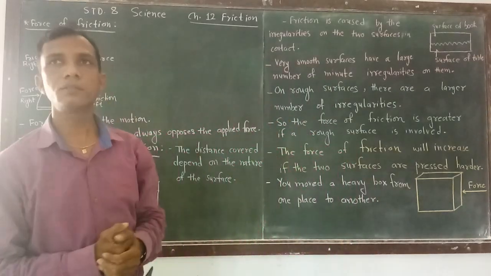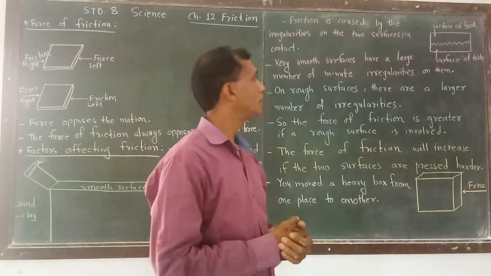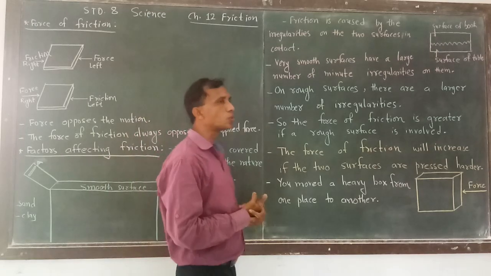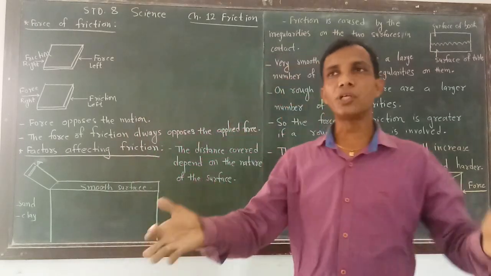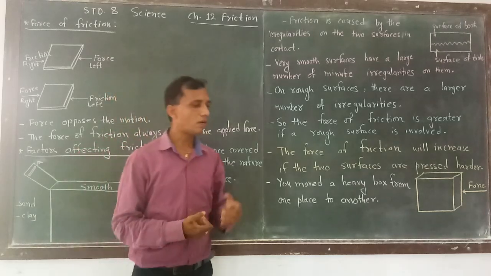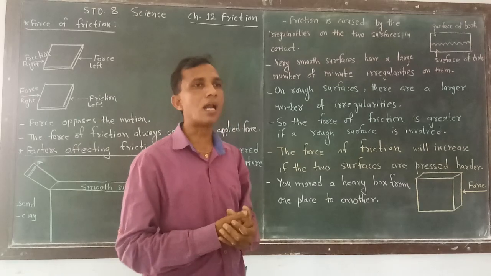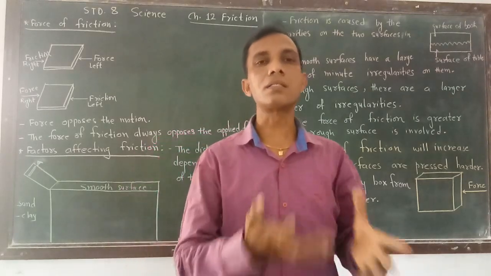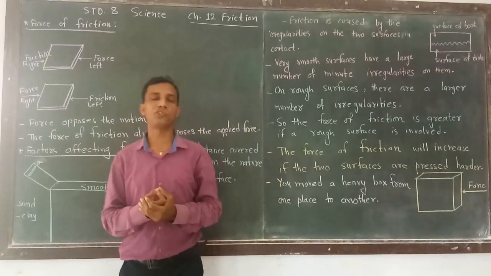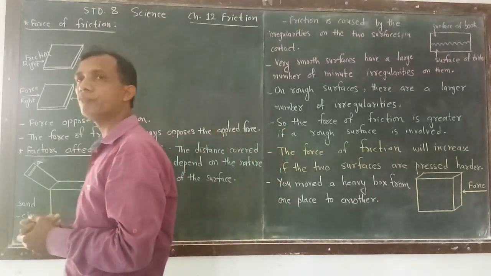Standard 8 Science. Today we teach the lesson, Chapter 12: Friction. In this chapter we discuss the force of friction. Generally, day by day we observe some examples, like when we place our leg on a peel of banana, suddenly we slip. This happened due to friction. So let us start the topic, force of friction.